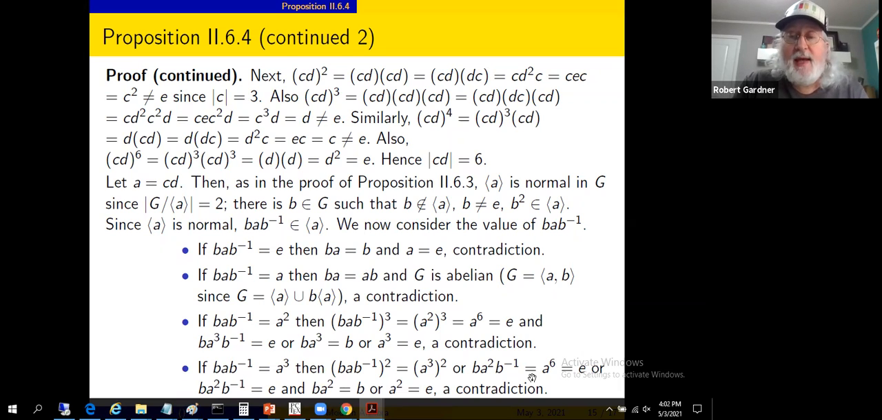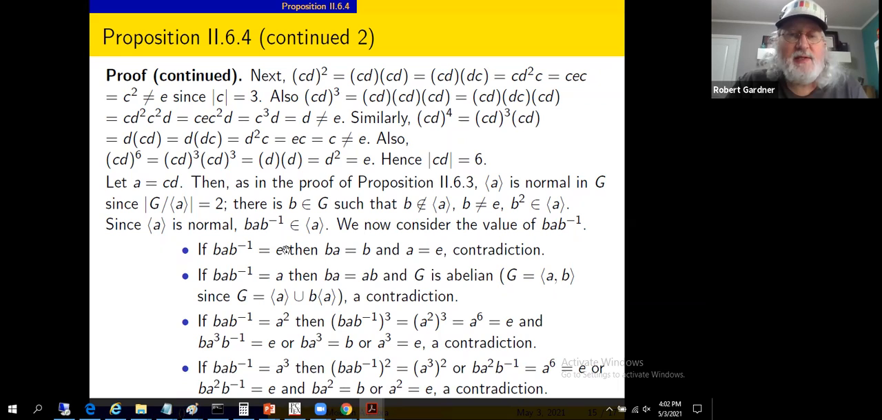What can we do with that? See, b a squared b inverse equals the identity. Multiply both sides on the right by b. b a squared equals b. Can't have that. That would imply a squared is the identity. A squared can't be the identity because it's an element of order 6.